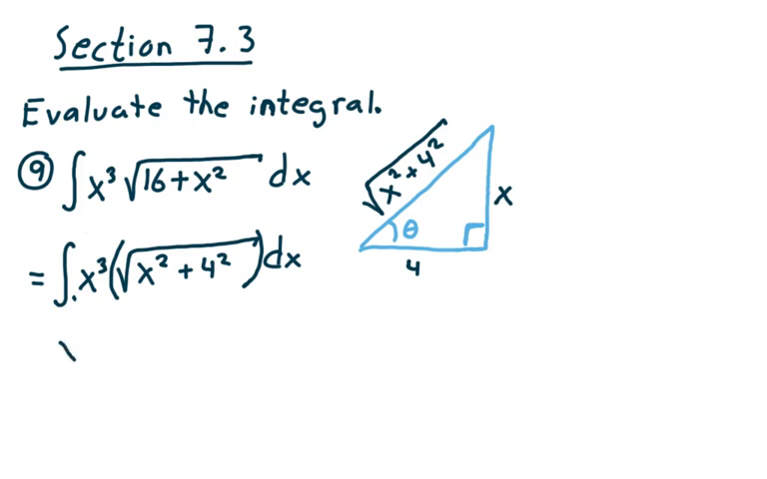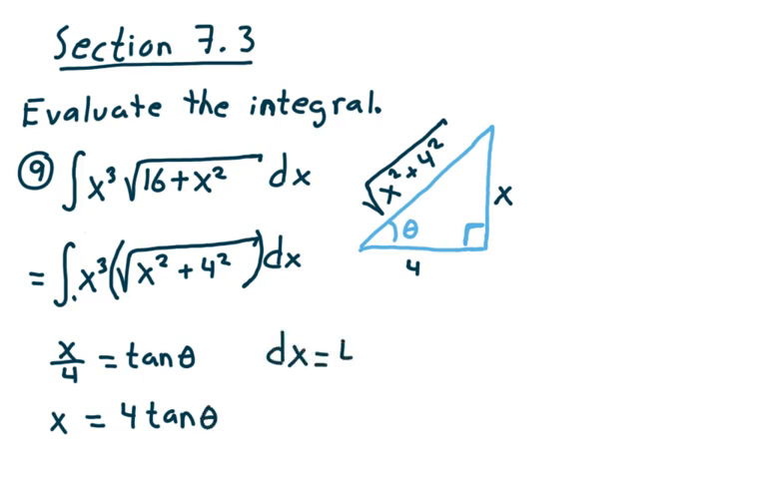if I take x over 4, opposite over adjacent, that's tangent theta. If I multiply both sides by 4, I get x equals 4 tangent theta. dx is 4 secant squared theta d theta, right?